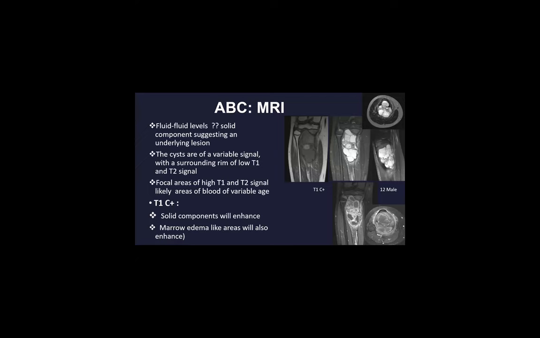and the radiographs tend to be more aggressive and more destructive looking. And in some cases, it's hard to tell, so we might end up biopsying those. And even if it's a giant cell or ABC, they would always have to be biopsied to confirm the diagnosis suspected on the imaging. And when there are solid components, as I mentioned, if there is contrast on board, they will enhance, and surrounding marrow edema-like areas will also enhance because they are showing hyperemia, which is a pretty nice specific finding.